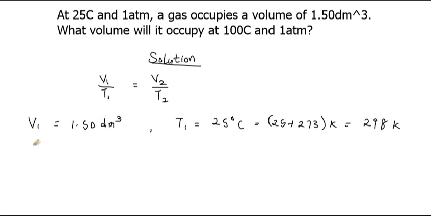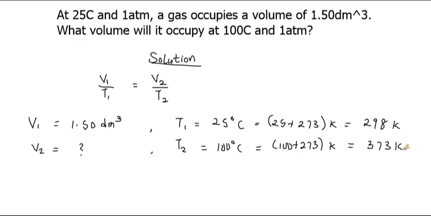Now for the final values, V2 is the unknown. Then T2, that is the new temperature of the gas, is 100 degrees Celsius. Converting 100 degrees Celsius to Kelvin as well, we have 100 plus 273, which gives us 373 Kelvin. So that means T2 is now 373 Kelvin.